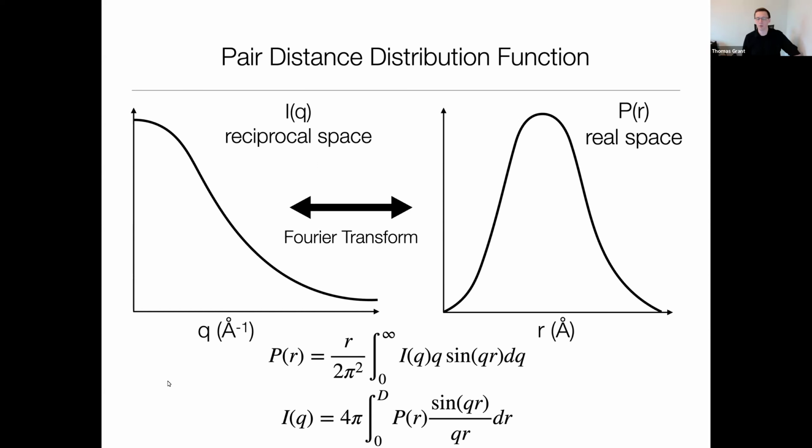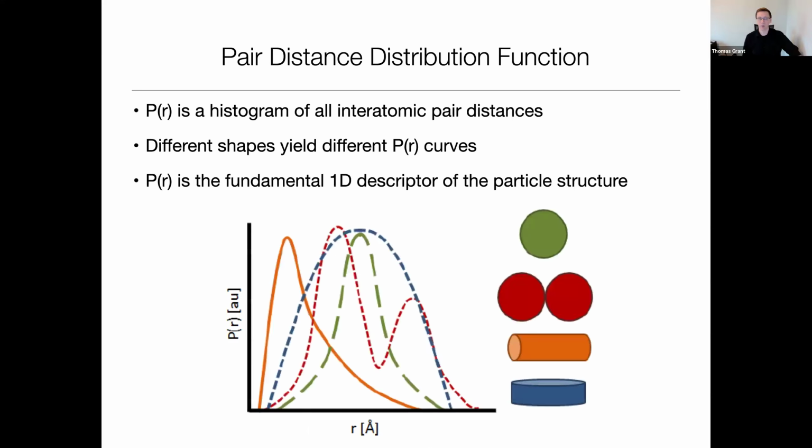Okay, so the pair distribution function is kind of like the primary real space representation of this information content that's in the scattering profile. And that's because they're related by a Fourier transform. So if you take the Fourier transform of I of Q, you get what's called the P of R, the pair distribution function, which is a real space representation. And we can see down here that these are related through a sine transform. Okay. So what is the P of R?